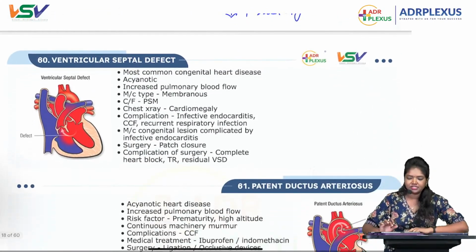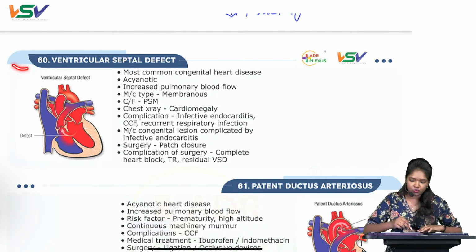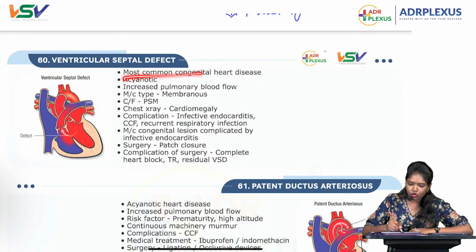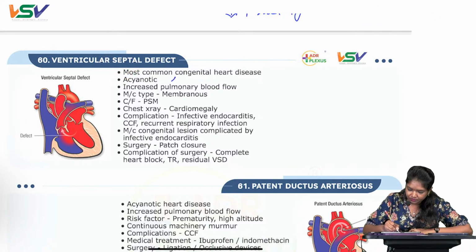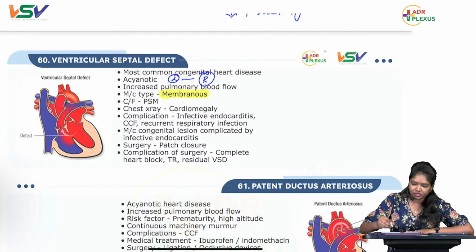So now we are going inside cardiology. Yes, few important topics we are going to see. First one is VSD, ventricular septal defect, VSV 60, which is the most common congenital heart disease overall. Okay. Acyanotic, yes, it is a left to right shunt. Increased pulmonary blood flow is seen. Most common type is membranous.